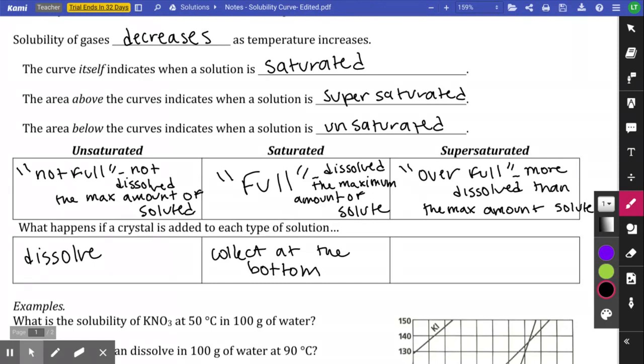Now then, supersaturated is where it actually gets cool. So in a supersaturated solution, if I add one more crystal to it, it'll come out of solution. So it'll undissolve essentially, and it forms this really cool crystal. And it's really cool to watch.